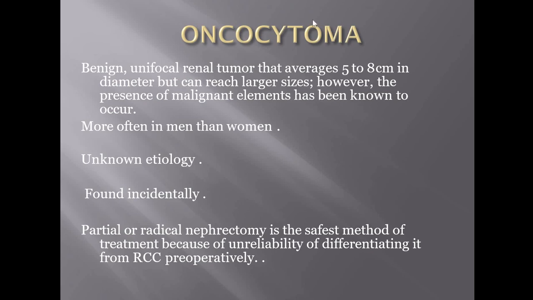So let's start with oncocytoma. Oncocytoma is benign. It's a unifocal renal tumor that has a size of about 5 to 8 centimeters in diameter, but can reach very large sizes. Till now, no malignant elements have been found, and it is more common in men. It is found incidentally, and the best thing is to go for a partial or radical nephrectomy, the safest method of treatment, because you never know, sometimes it can get differentiated into RCC.